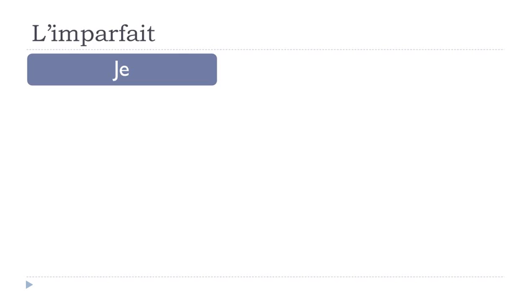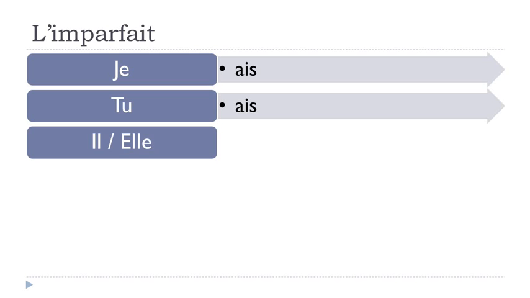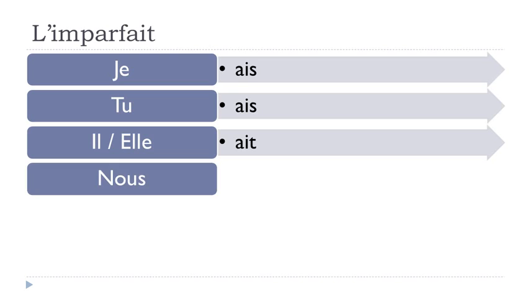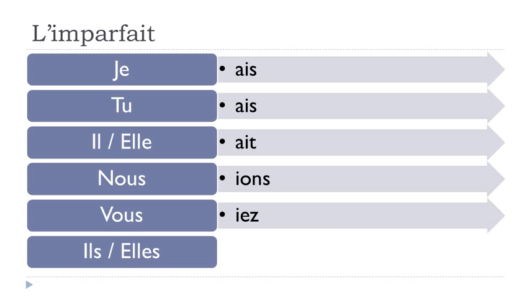the endings for l'imparfait. And they will be like for je, AIS, for tu, AIS, for il or elle, AIT, for nous, IONS, for vous, IEZ, and for il, elle at the plural, AIENT.